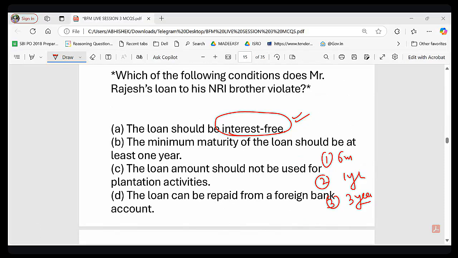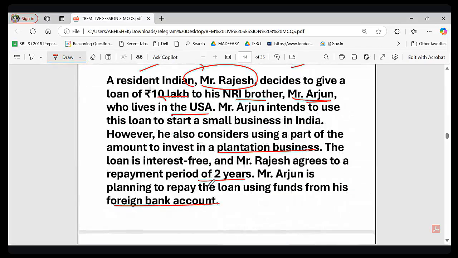One answer I'm getting is 6 months. See, I'm telling you the answer. The answer is 1 year. So the answer is correct. A loan must have a minimum maturity of 1 year. Since Mr. Rajesh's loan has a maturity of 2 years, you can see the repayment period is 2 years, so this condition is also satisfied.